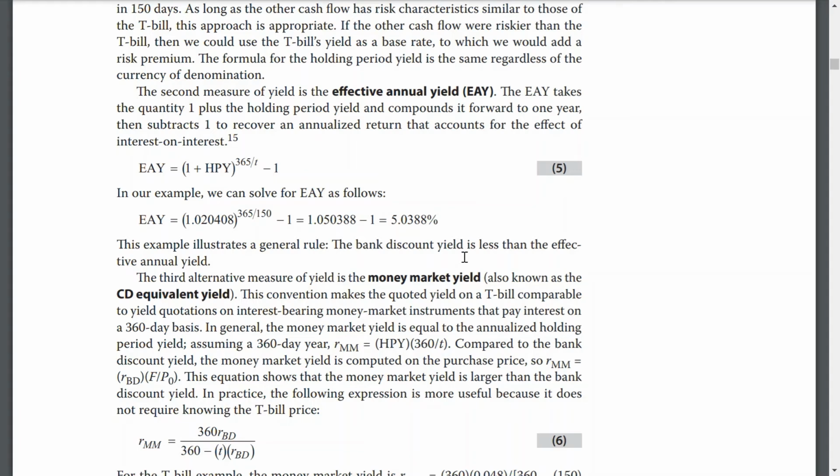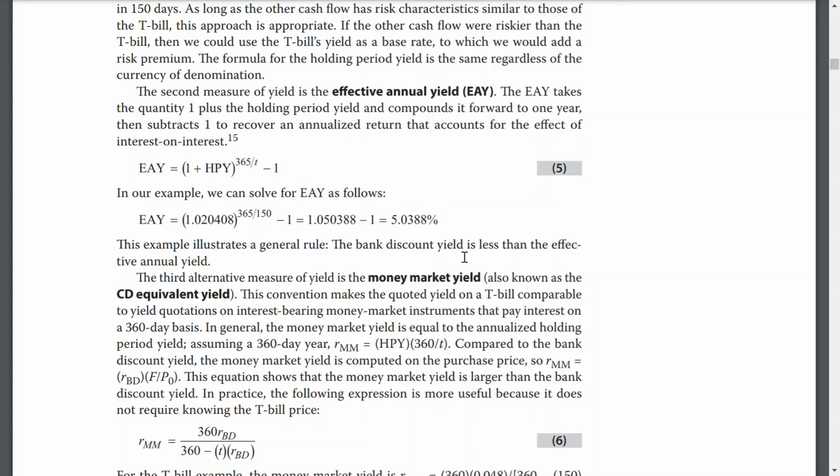EAY equals (1 plus HPY) to the power of 365 divided by T, subtracted by 1. In our example, we could solve for EAY as follows. EAY is equal to 1.020408 to the power of 365 divided by 150, subtracted by 1, which equals 5.0388%. This example illustrates a general rule. The bank discount yield is less than the effective annual yield.